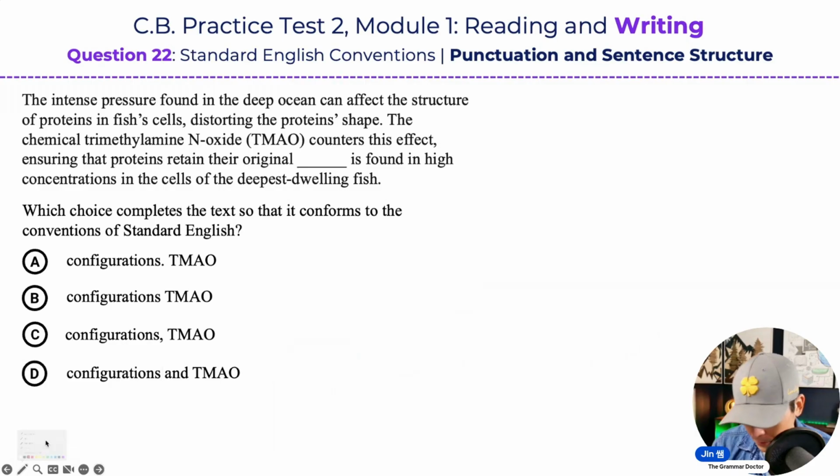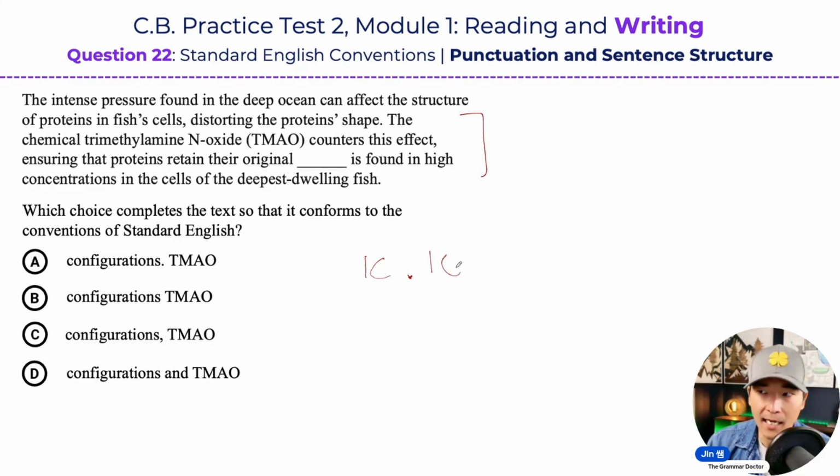Now, tying this back to this question, right? I'm going to start with the second sentence here because I'm checking for sentence structure, right? Now, the sentence reads, the chemical TMAO, right, counters this effect, ensuring that proteins retain their original configurations. TMAO is found in high concentrations in the cells of the deepest dwelling fish. Okay, so this one's pretty straightforward. A is going to be the correct answer, but let me kind of explain what I'm looking for here, right? So answer choice A here has a period, so I know that a period's job is to separate two independent clauses, right? This is going to be helpful for you guys to know.